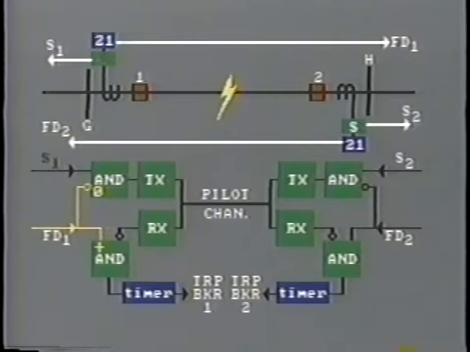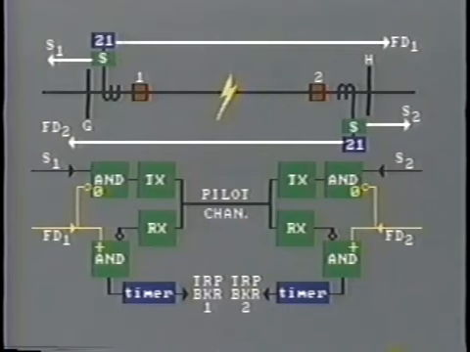As the fault is internal, the starter unit, S1, will not switch on the transmitter, so no blocking signal is sent to station H. Let's transfer our attention now to station H. Here, the same thing happens. The transmitter does not switch on, therefore no signal is transmitted to station G.